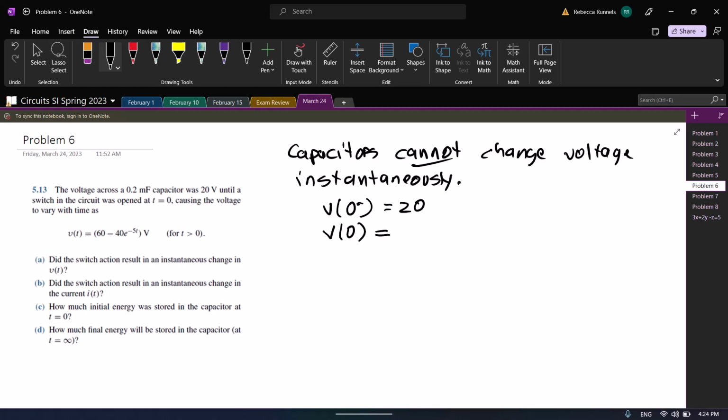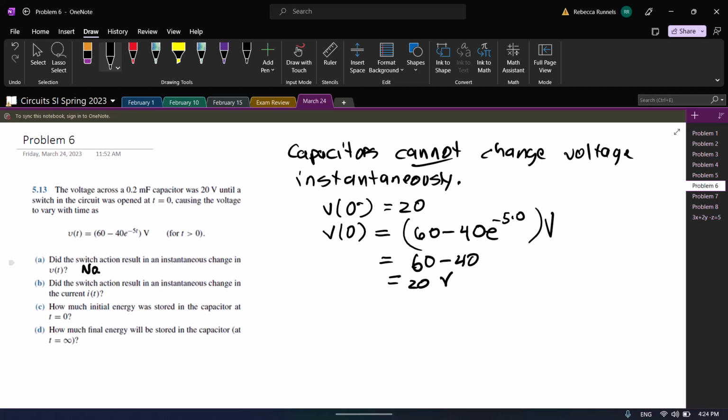So the voltage at 0 is 60 minus 40 e to the minus 5 times 0 volts. And don't forget that e to the 0 is 1, so this is 60 minus 40, which is 20 volts. So no, it did not change voltage instantaneously. So did the switch action result in an instantaneous change in V? No.